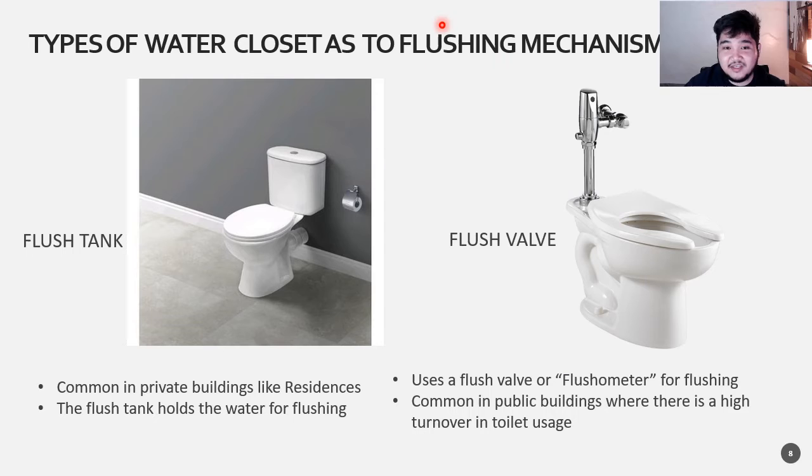Now the other one, the flush valve. Flush valves are also known as flushometer. This is a valve designed to supply a fixed quantity of water through direct water pressure, meaning the water is stored in the pipes themselves. This is in contrast to the flush tank, where the water is stored in the tank. In the flush valve type, the water is stored in the pipes itself.